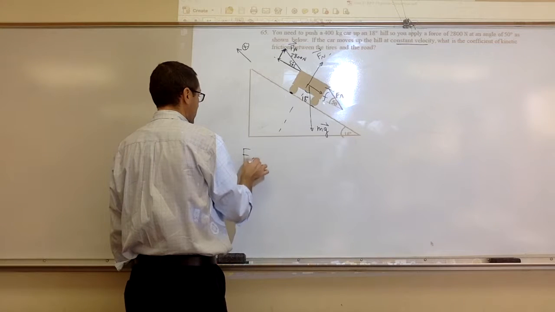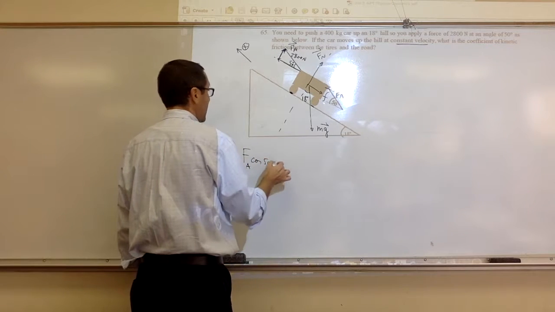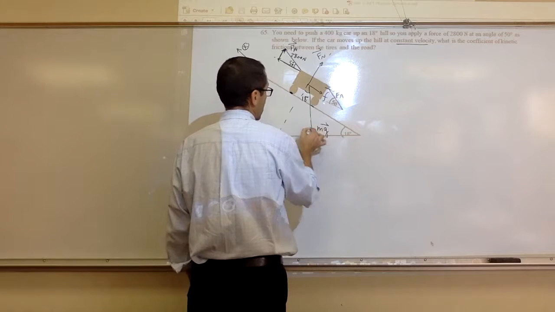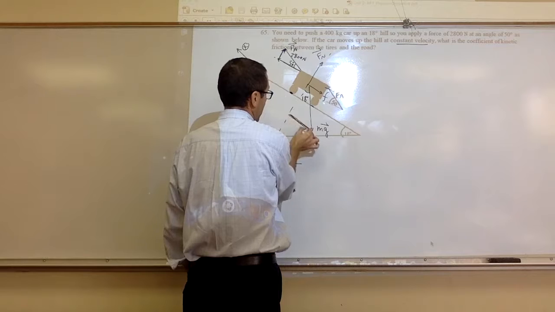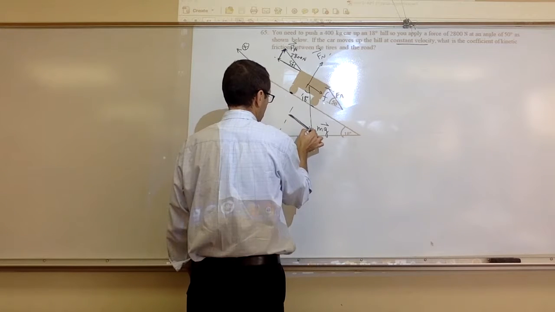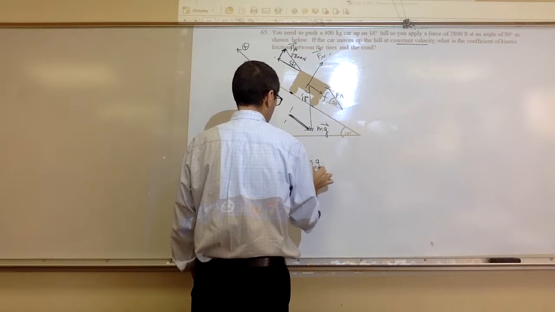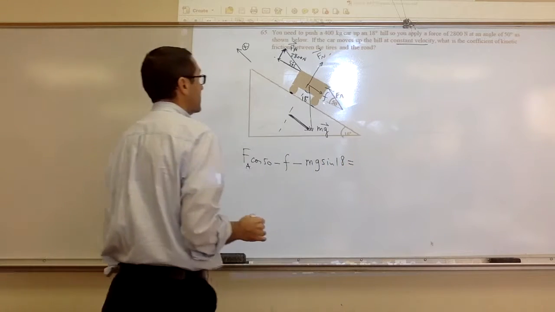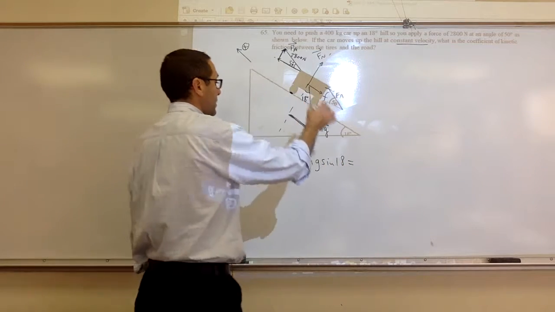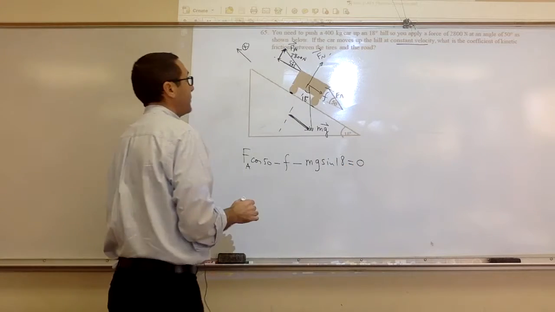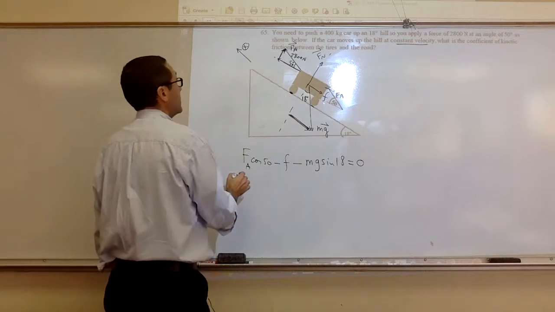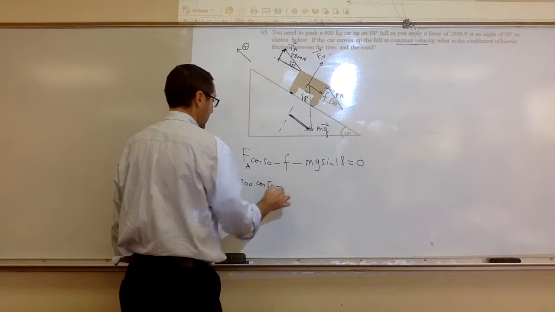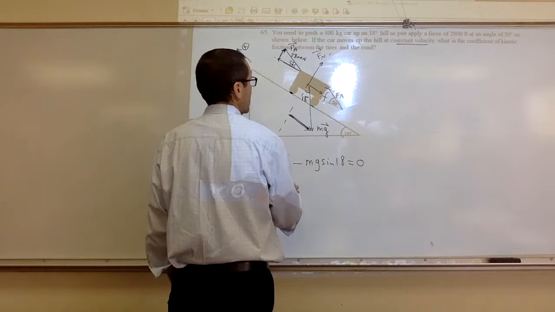So it's Fa cosine of 50 minus force of friction minus the parallel component of mg, because it's pointing down, mg sine of 18 degrees, equals ma, which is 0. All right, so this is 2800 cosine of 50 minus, now the force of friction is the mu that we're looking for times Fn.